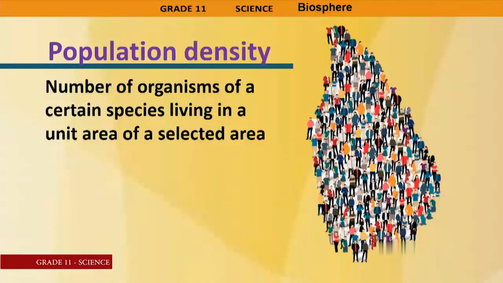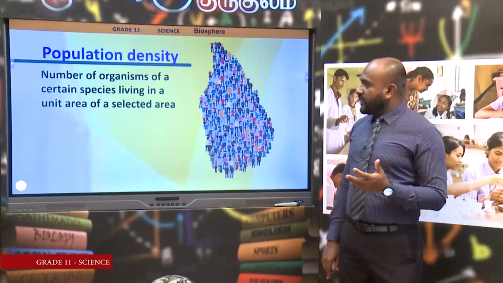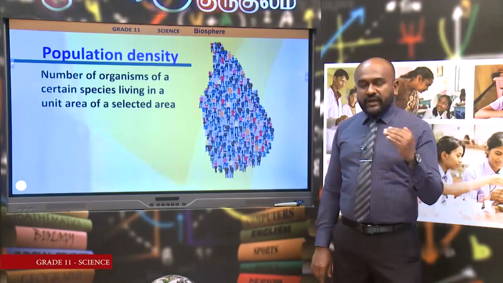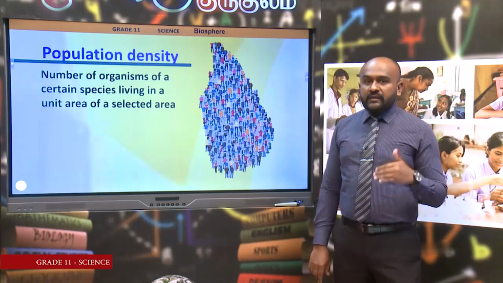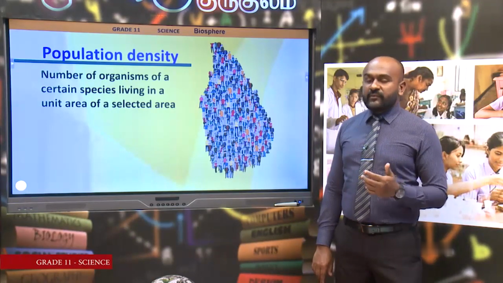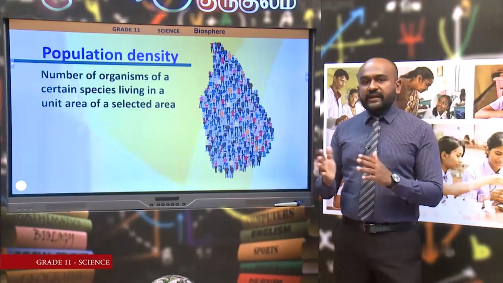When talking about growth curves and population growth, we have to talk about population density. So, what is population density? The number of organisms of a certain species living in a unit area of a selected area. Now, just think of Sri Lanka. If you want to find out the population density, we have to take all human beings living in our country and divide it by the area of the country. Then we can get the population density. Otherwise, you can take it for particular areas also.